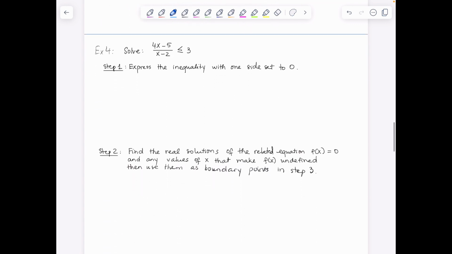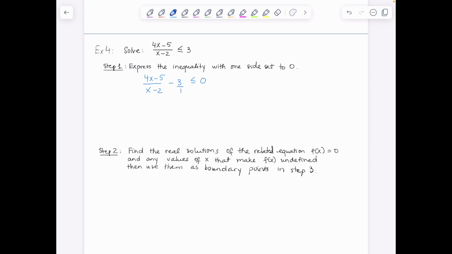Now let's try a problem without a graph. And I'm using the same 4 steps as before. First, express the inequality with one side set to 0. So it looks like we are going to need to move 3 over to the left, so minus 3 is less than or equal to 0. That's not enough. We need to combine these as one single rational expression. So I am going to make 3 over 1.